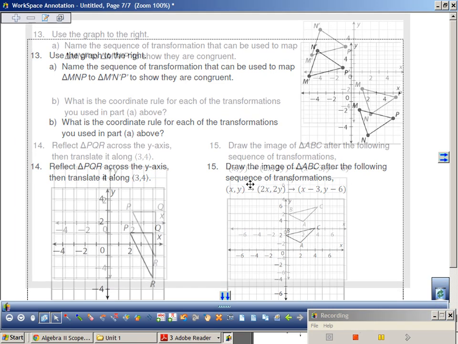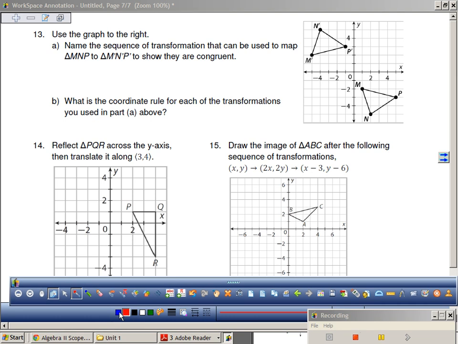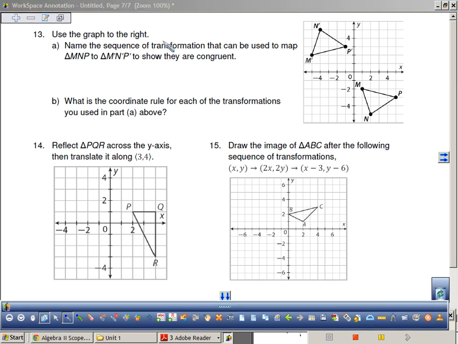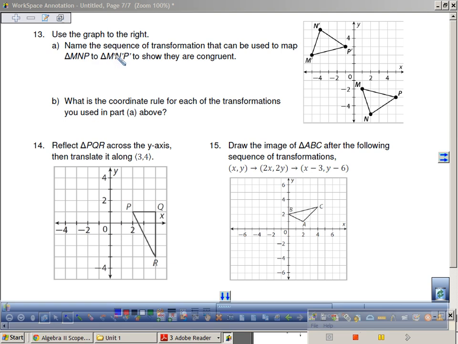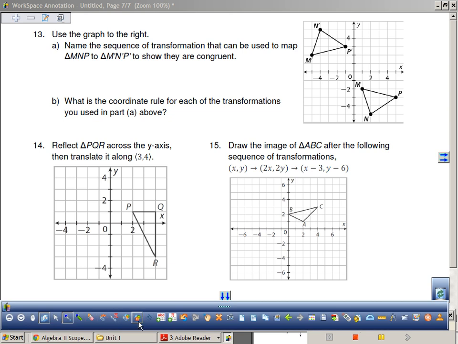All right. Use the graph at the right. Name the sequence of transformations that can be used to map MNP to M prime, N prime, P prime to show they're congruent. So what would you use? Patty paper.